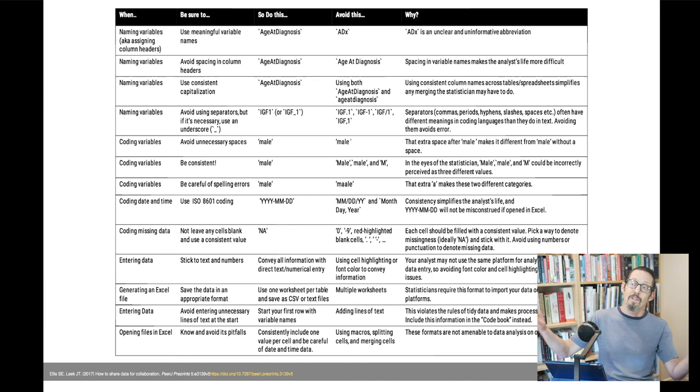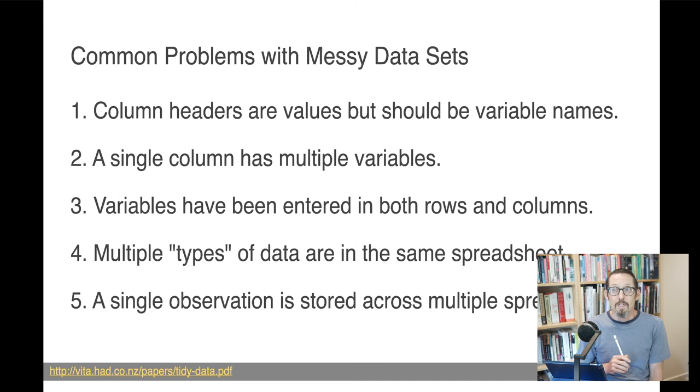Okay, I'll let you take a look at that on your own time. But in the meantime, let's talk about some common problems, ways in which people create, quote, messy data instead of tidy data. Some of the common problems are that headers are values, but they really should be variable names. What does that mean? I'm going to show you an example here in just a second.